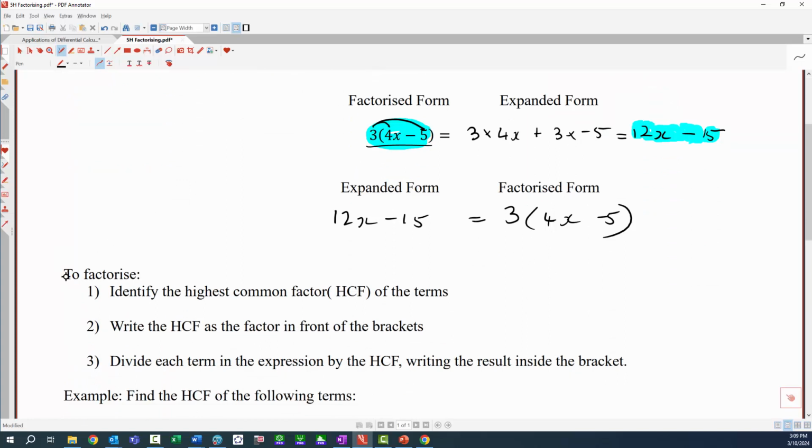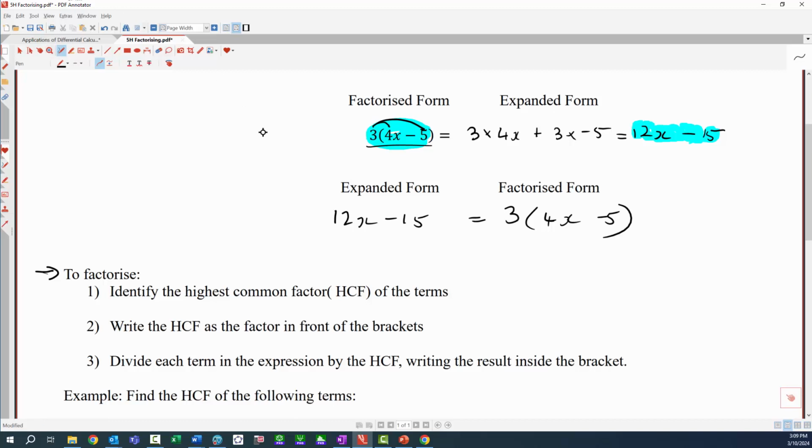All right, so the first thing I want you to get down in your notes is the following, okay? It will say here in your notes, to factorize, we run a 3-step process. Identify the highest common factor, HCF, of the terms. Write the highest common factor as a factor in front of the brackets. And then thirdly, divide each term in the expression by the highest common factor, writing the result inside the bracket. Okay, so I want that in your notes, even though at this stage you're probably not going to totally understand what that actually means. So pause the video here and add those sentences to your notes.